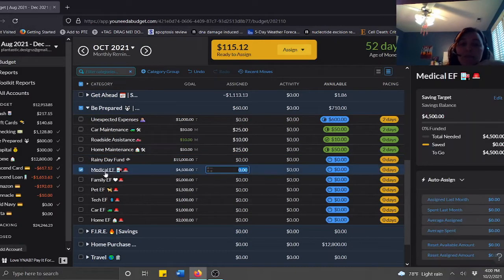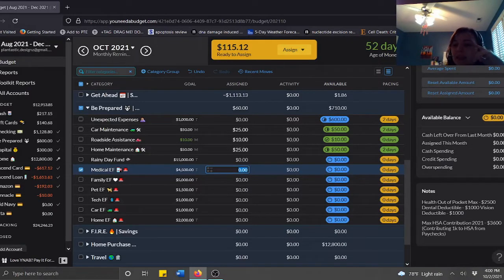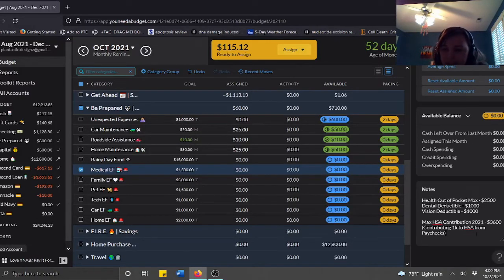The next category is medical emergency fund. I want to set aside $4,500 because that is, I don't know if you guys can see these notes down here, but basically, I do have an HSA, and so I want to fund this amount, and then put it in my HSA and not have to worry about it. My out-of-pocket max is $2,500. My dental deductible is $1,000, and my vision deductible is $1,000. So that total is $4,500. So to meet all of those deductibles and out-of-pocket maxes, I would need $4,500, and that's why that's the goal for this category.